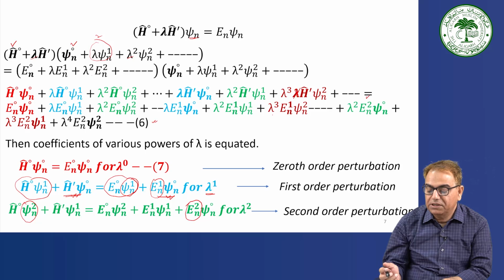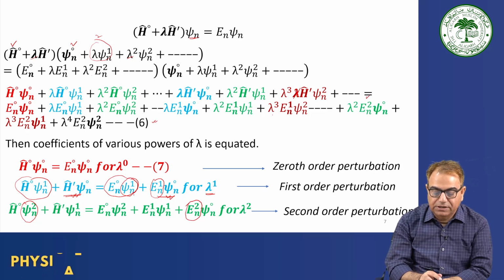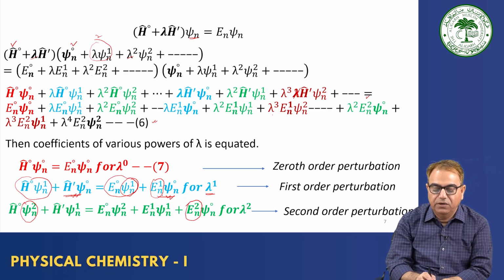So zeroth order perturbation, no perturbation, is the original system for which the solution is known. First order perturbation is En1 and psi n1, finding out En1 and psi n1. Second order perturbation is En2 and psi n2, finding out the values of En2 and psi n2. So these are the goals which you have to achieve while doing the time independent perturbation methods.